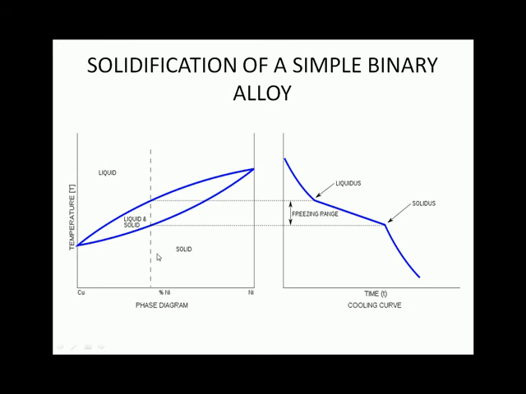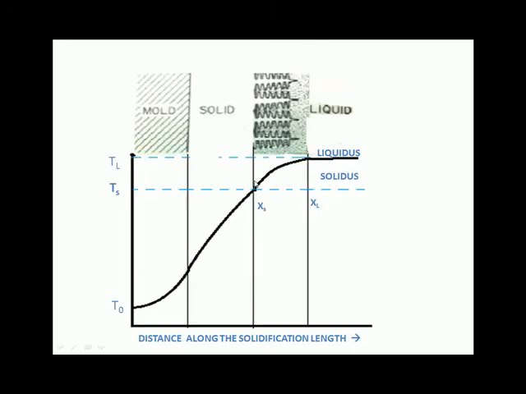Similarly, we can see in this graph that a binary alloy, a simple alloy, solidifies over this freezing range. Here too, there is this freezing range over which it solidifies.